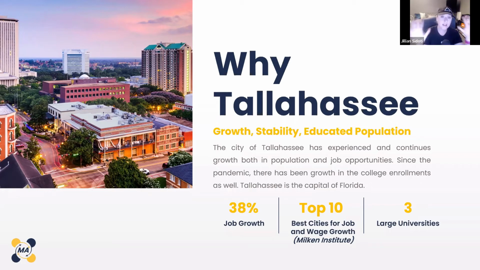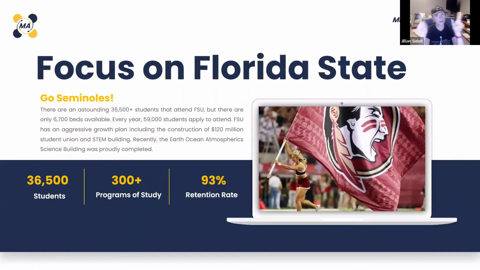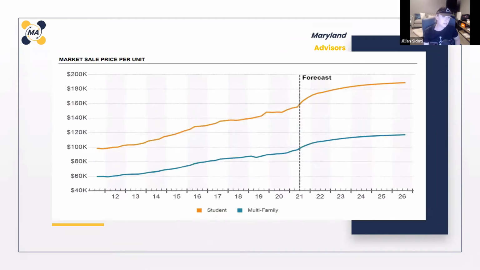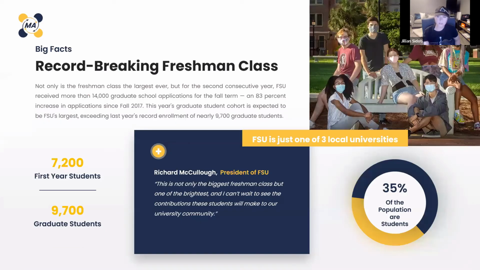And not just that, but let's really focus on the students, which is what our focus is. It has 3 large universities, but I'm bringing it down even further. We're going to focus on Florida State. There's 36,000 students at Florida State. They have a 93% retention rate. And I'm going to get back to this. Then I go into the growth rate and the ask for the rent, I'm just going to skip through this real quick. And then I'm coming back around to that again.